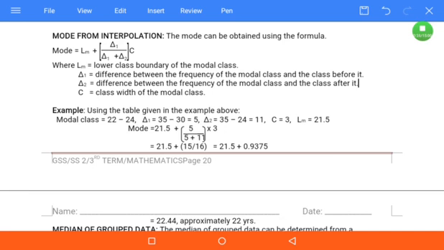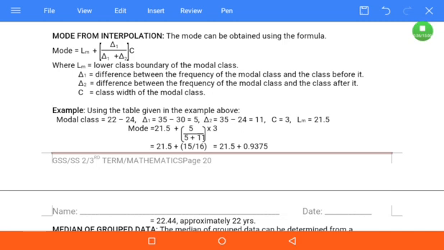Okay, quickly, the mode is defined by the formula Lm plus delta 1 over delta 2 plus delta 1 into C, or you say Lm plus delta 1 over delta 1 plus delta 2 into C. Now, what is Lm? Lm is defined as the lower class boundary of the modal class. That is, if you can get the modal class, then get the lower class boundary of that modal class. That is Lm.